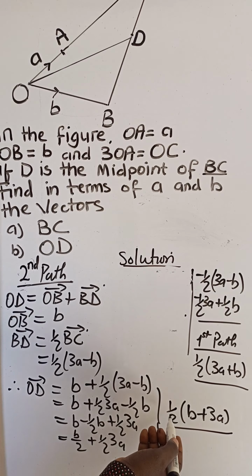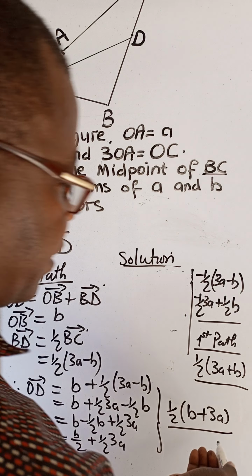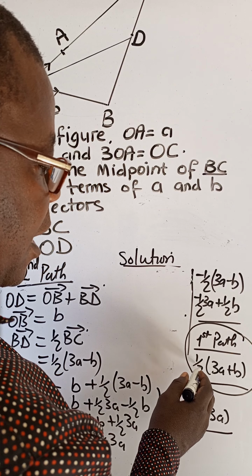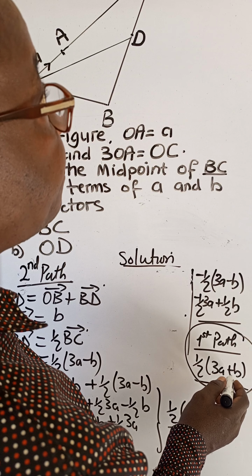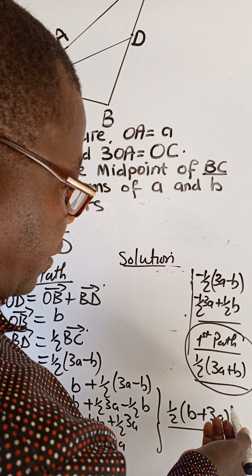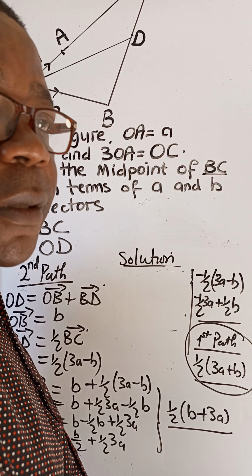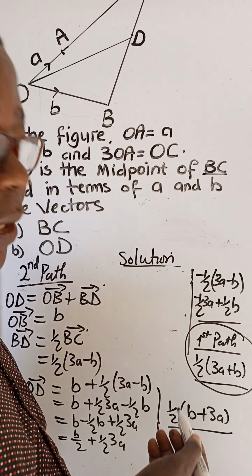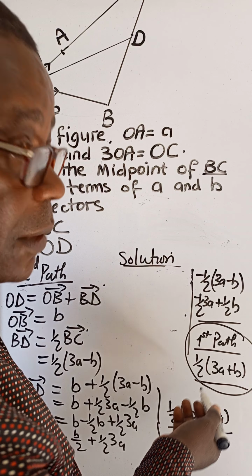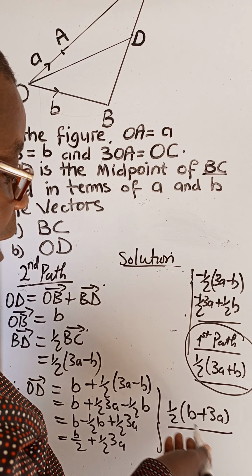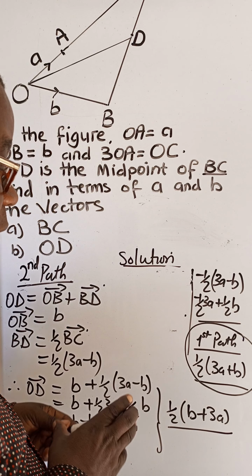So the second part gives us half into b plus 3a, and the first part gave us half into 3a plus b. You look at it, the two results are equal. So whichever of the two paths you take, you are supposed to have the same result. So OD therefore is half into b plus 3a.